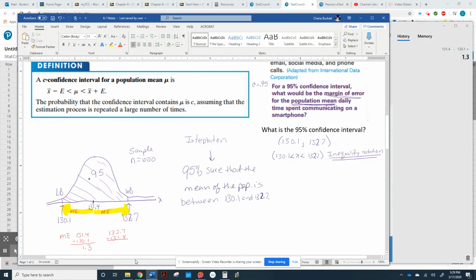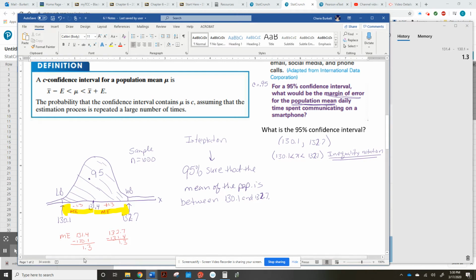1.3. And I believe this right here will come out to be the same thing, 1.3. So that means that my margin of error right here is 1.3. You take this number and you subtract 1.3 from it. 131 minus 1.3, you get that. You take this number right here and you add 1.3 to it, and you get this number right here. So that's one way you can find the margin of error if that's what they wanted.